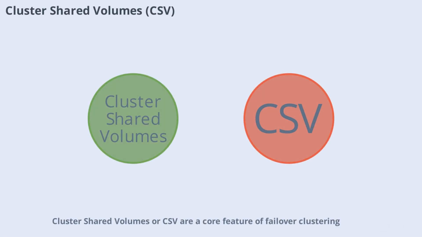Cluster shared volumes, or CSV, are a core feature of failover clustering. CSV provides a consistent, distributed namespace that allows all nodes in the cluster to access shared storage simultaneously. This is especially important for workloads like Hyper-V and scale-out file server, where multiple nodes need concurrent access to the same data. CSV simplifies storage management and enables quick failover of workloads without remounting volumes. CSV volumes can be formatted with NTFS or ReFS, and they support advanced features like BitLocker encryption and deduplication. By leveraging CSV, organizations can achieve both high availability and efficient storage utilization.